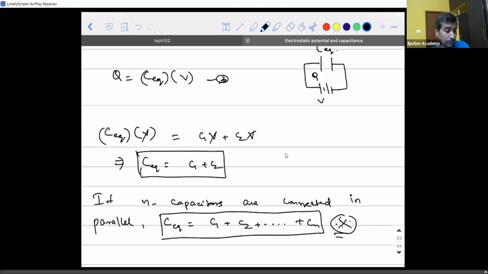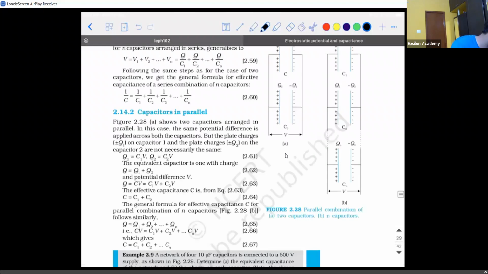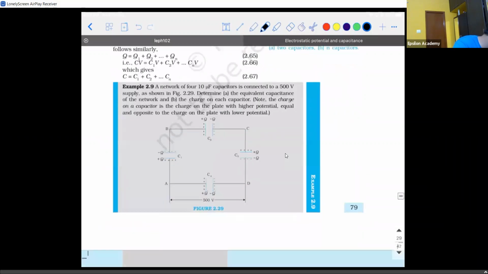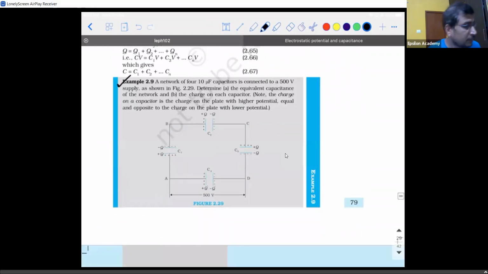Now we'll do a problem based on this concept. Shall we proceed? Listen. So look at the way the problems will be asked. For example, take example 2.9 itself. Read the question. There is a network of 4 capacitors of 10 microfarad each, which are connected to a 500 volt supply as shown in the figure 2.29. Determine the equivalent capacitance of the network. Second, the charge on each capacitor.